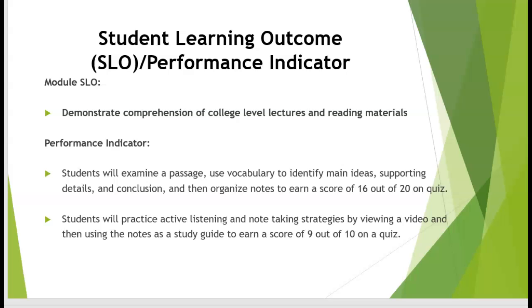This particular one relates to the reading exercise I have in class, and that score means that they could only get 1 question wrong. The second performance indicator: students will practice active listening and note-taking strategies by viewing a video and then using notes as a study guide to earn a score of 9 out of 10 on a quiz. Again, that equals 1 question wrong.